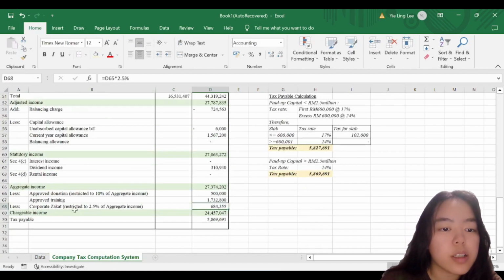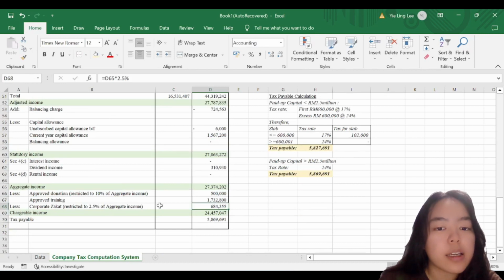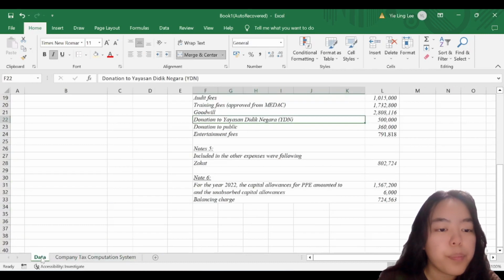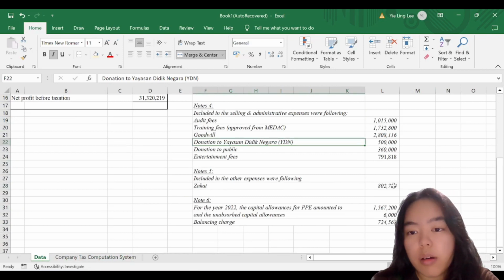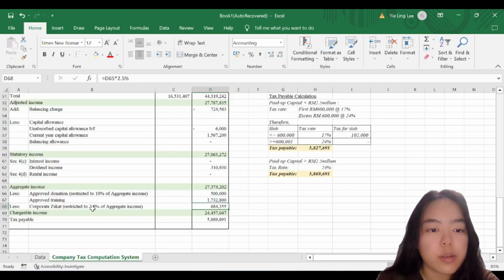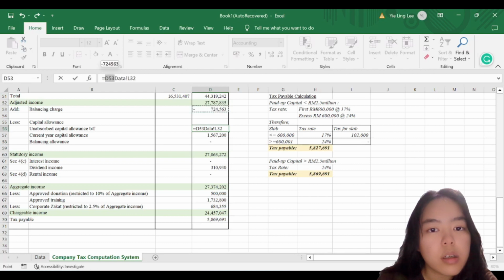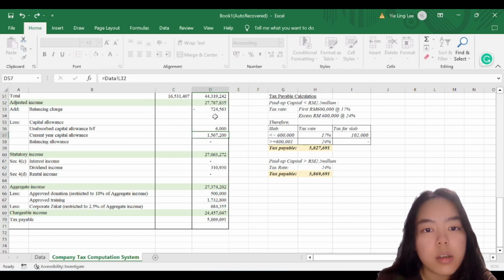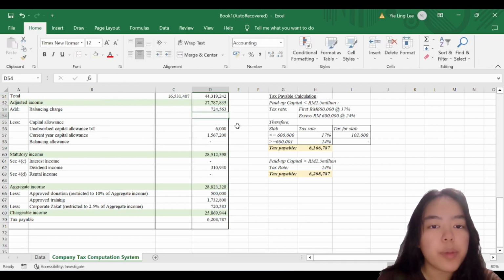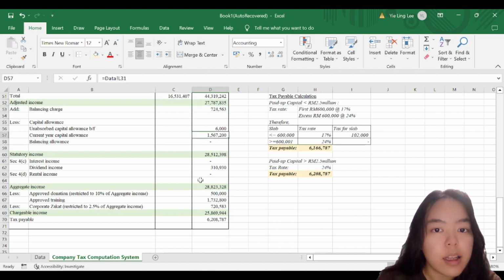As for the corporate zakat, it is restricted to 2.5% of aggregate income. So let's check whether the zakat paid by the company is more than or less than that. It's actually more than, so we're just going to use the 2.5%. Okay. Then after every item, let me check. So I got some mistake up here, but it's okay, it's easily fixed. And yeah, okay, so it calculates the chargeable income for me right here.